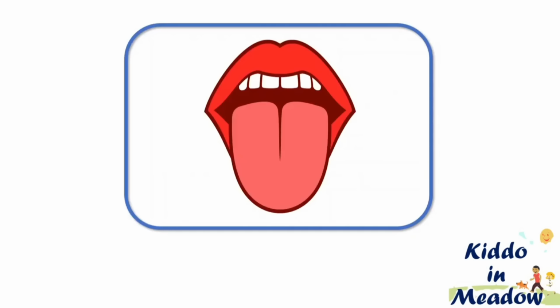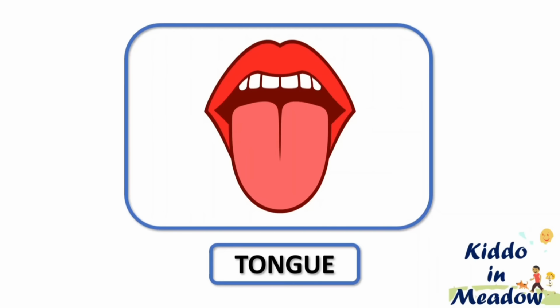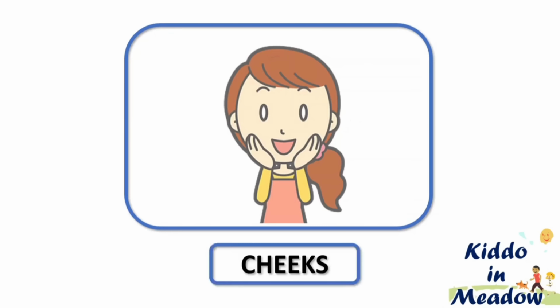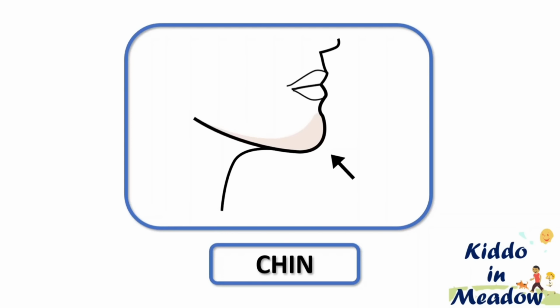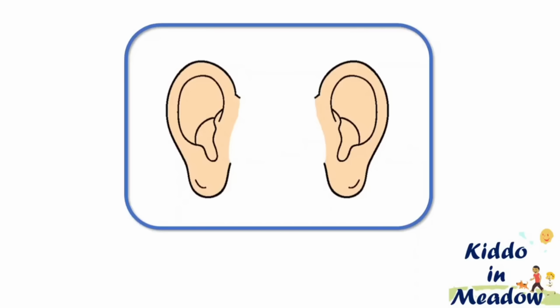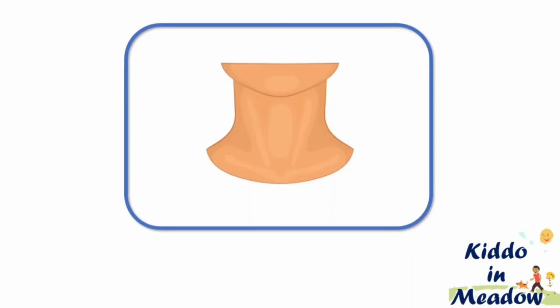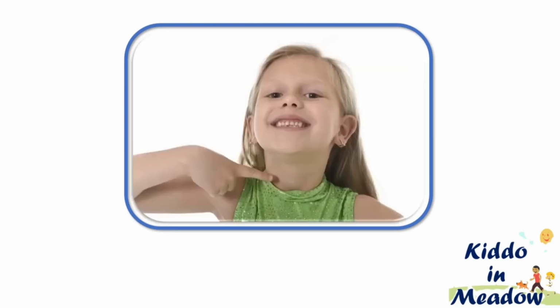This is tongue. Tongue yani jeeb. These are cheeks. Cheeks yani gaal. This is chin. Chin yani tundi. These are ears. Ears yani kaan. This is neck. Neck yani gardan.